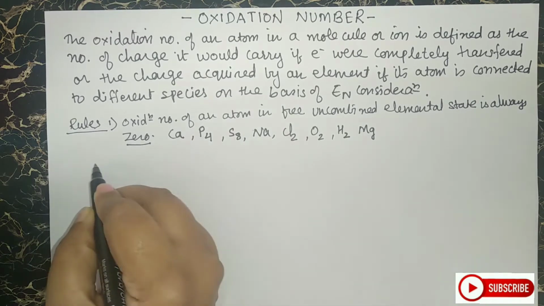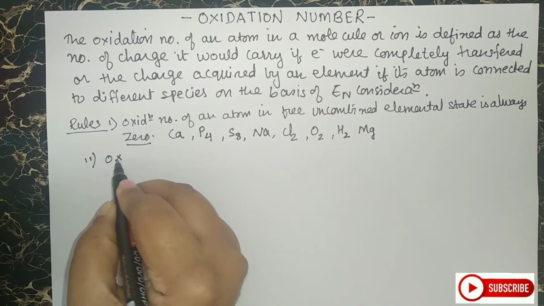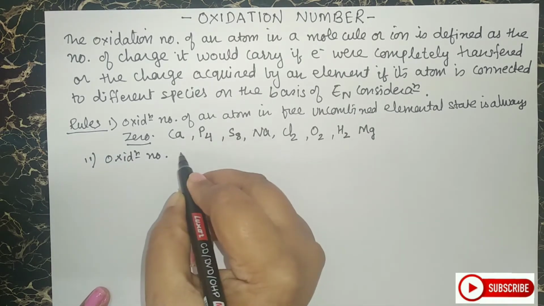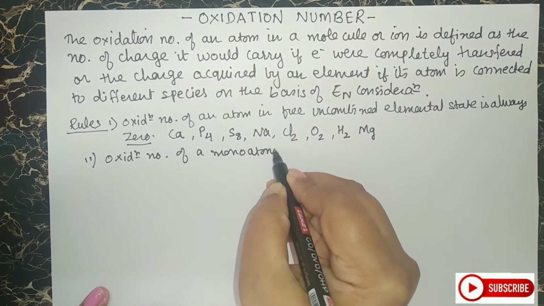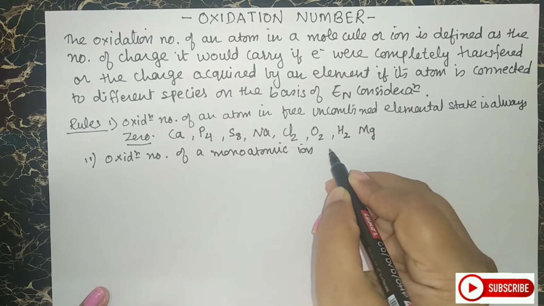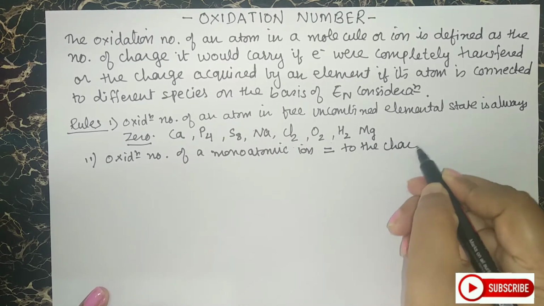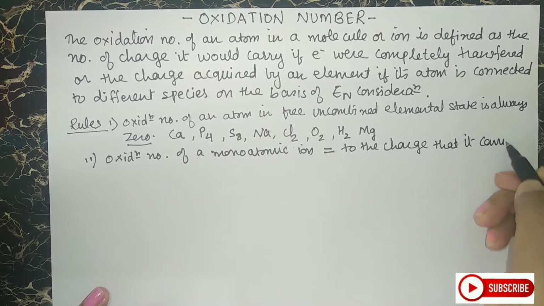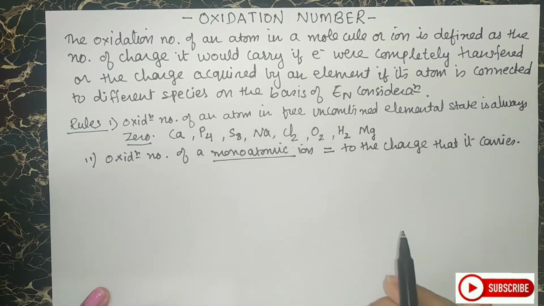Let us see the second rule. Oxidation number of a monoatomic ion is always equal to the charge that it carries. What is the meaning of this? Very important to note is that it is a monoatomic ion.